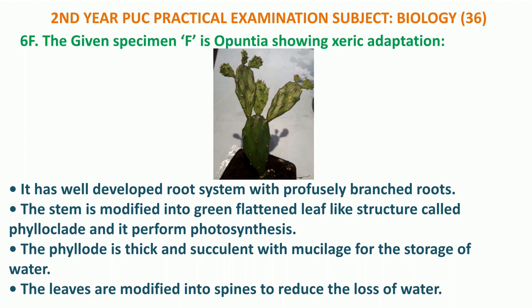It has a well-developed root system with profusely branched roots. The stem is modified into a green flattened leaf-like structure called phylloclade, and it performs photosynthesis. The phylloclade is thick and succulent with mucilage for storage of water. The leaves are modified into spines to reduce water loss. So like this you have to write any 2 points as an answer for this question. No need to draw a diagram.